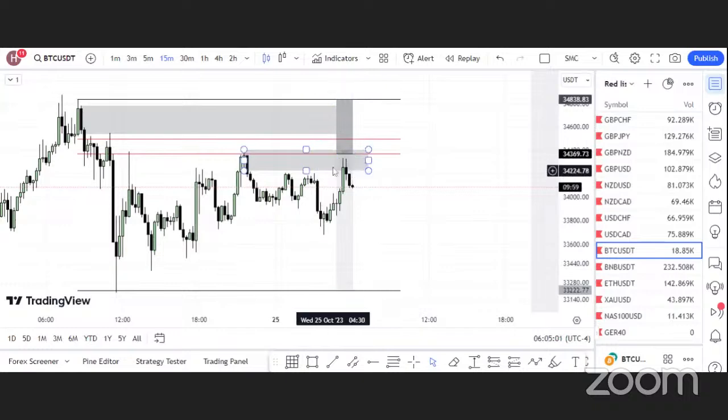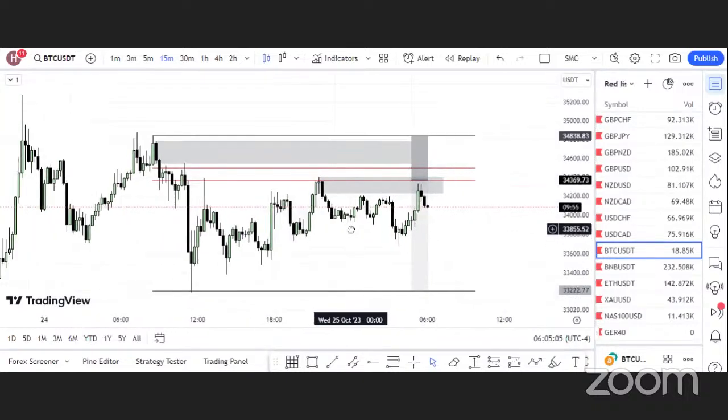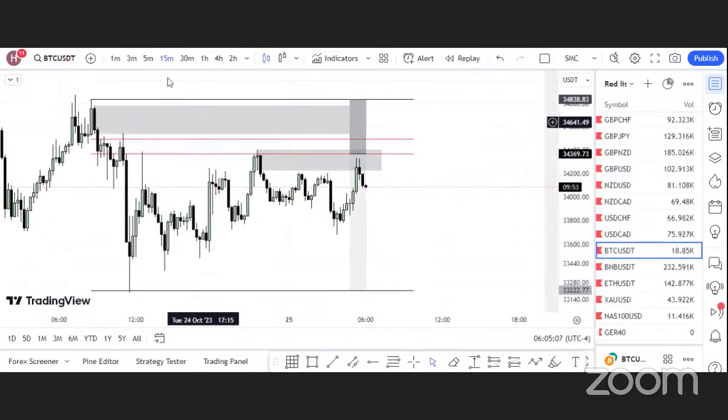But the market has already moved past my entry, so I'm not going to advise for this entry. Okay, I'm not going to advise to take this entry right now.